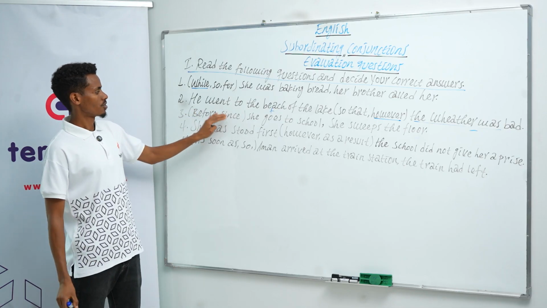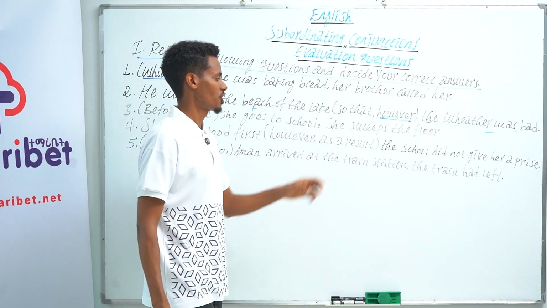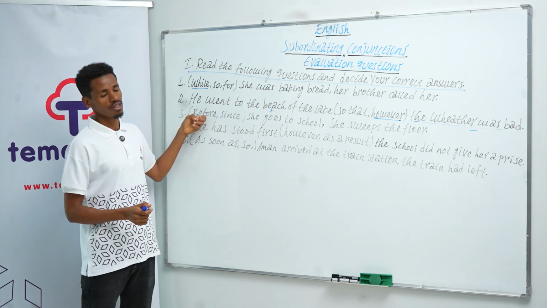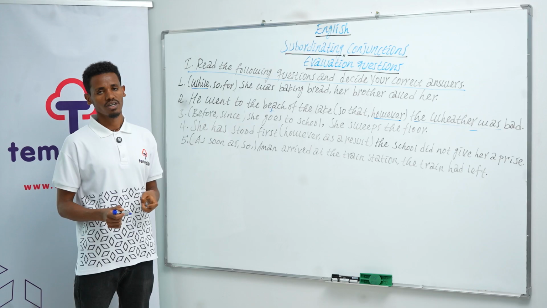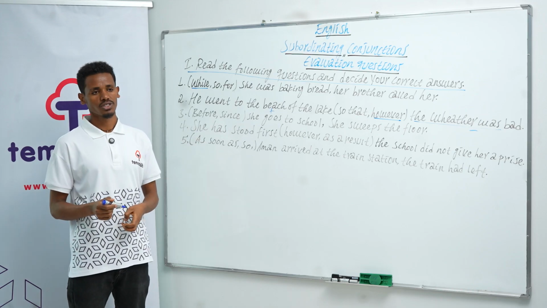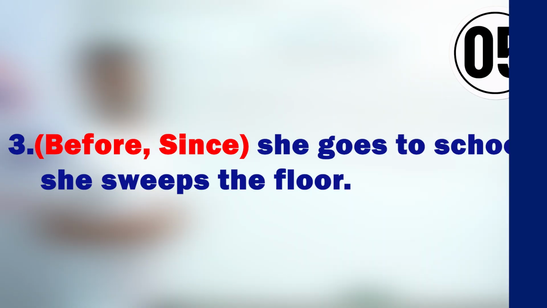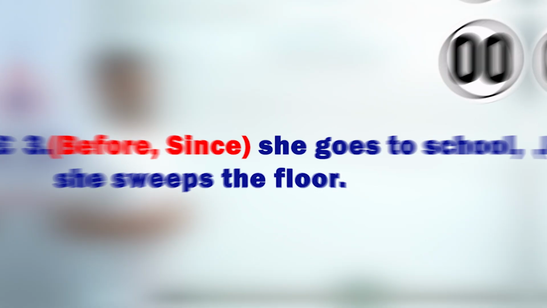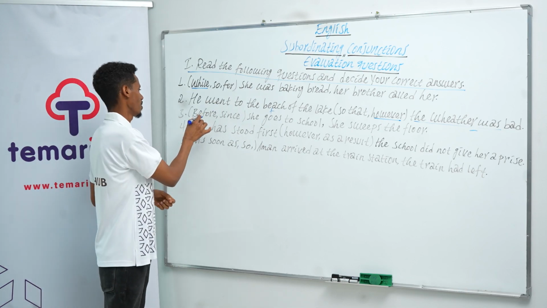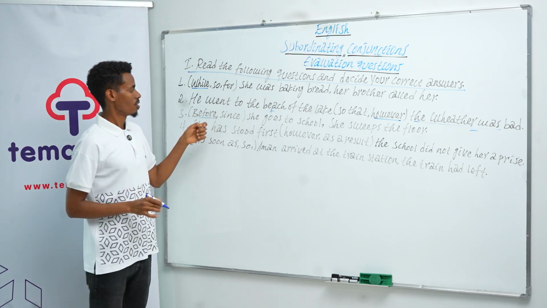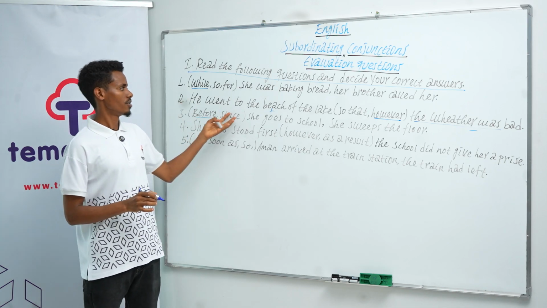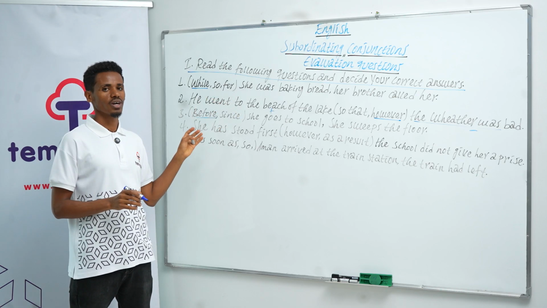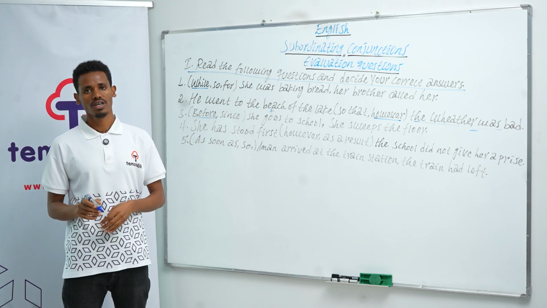The next one: before, since, she goes to school. She sweeps the floor. Here, you need to decide whether the possible answer is before or since. Now, it's your turn. Take 5 seconds to decide. Okay, great. Here, the possible answer should be before. We need to use before and after, as well as while, when, during, etc., to refer to the sequence of events or actions.